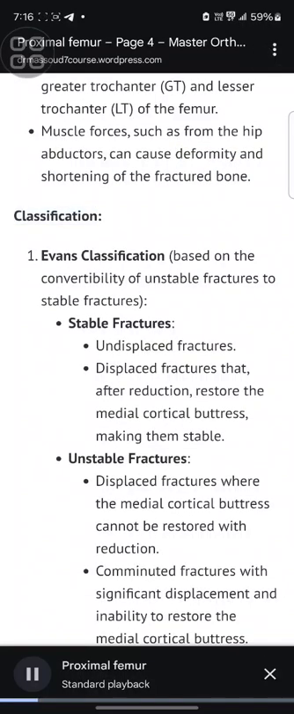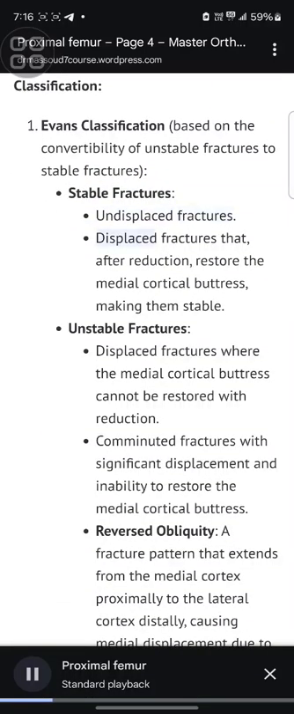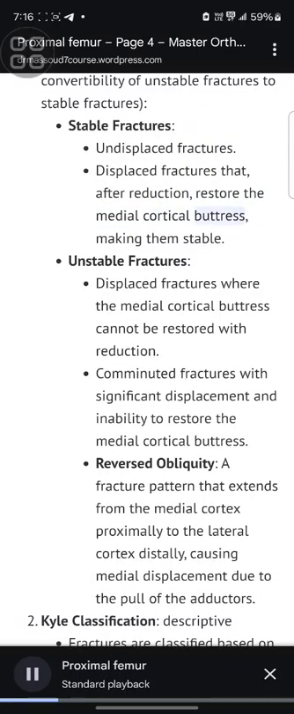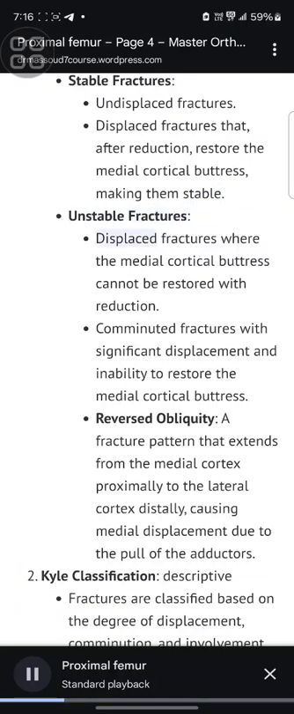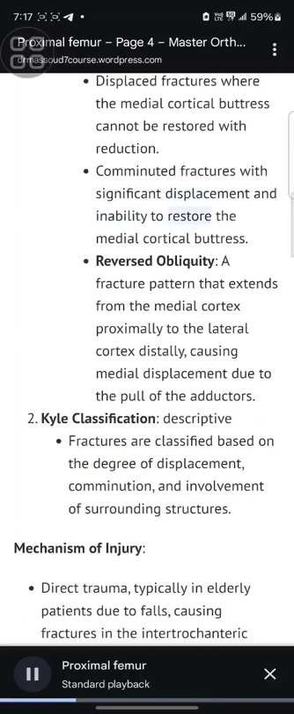Classification. 1. Evans classification, based on the convertibility of unstable fractures to stable fractures. Stable fractures. Undisplaced fractures. Displaced fractures that, after reduction, restore the medial cortical buttress, making them stable. Unstable fractures. Displaced fractures where the medial cortical buttress cannot be restored with reduction. Comminuted fractures with significant displacement and inability to restore the medial cortical buttress.